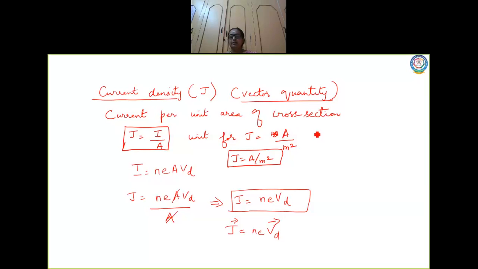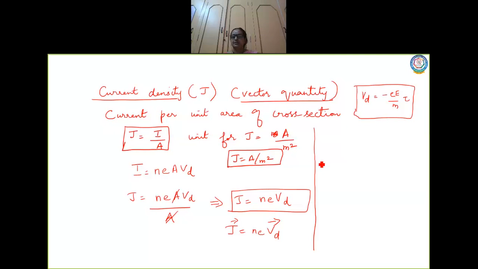Now we know the value for drift velocity. What is the drift velocity formula? We have already derived it. Drift velocity formula is Vd is equal to minus e E by m, times tau. This is what we arrived at. Last topic we discussed drift velocity based on the F equals m a formula.